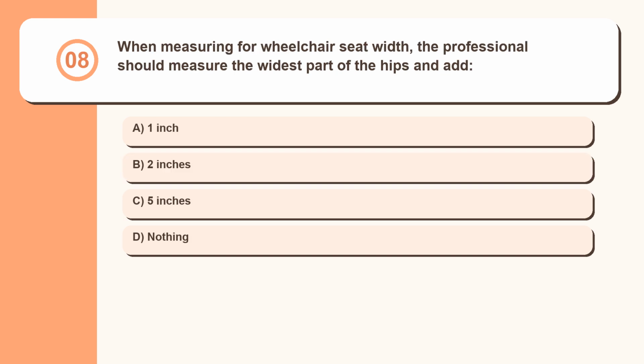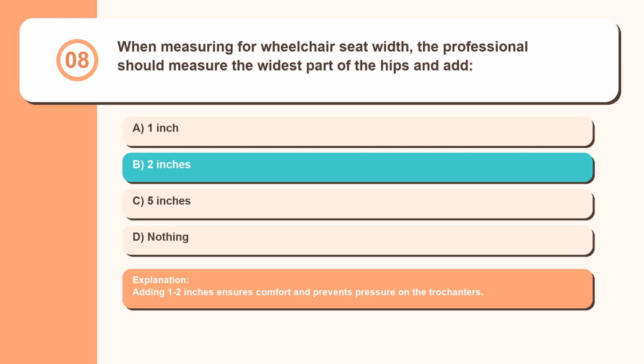Question 8. When measuring for wheelchair seat width, the professional should measure the widest part of the hips and add 1 inch, 2 inches, 5 inches, nothing. Adding 1 to 2 inches ensures comfort and prevents pressure on the trochanters.